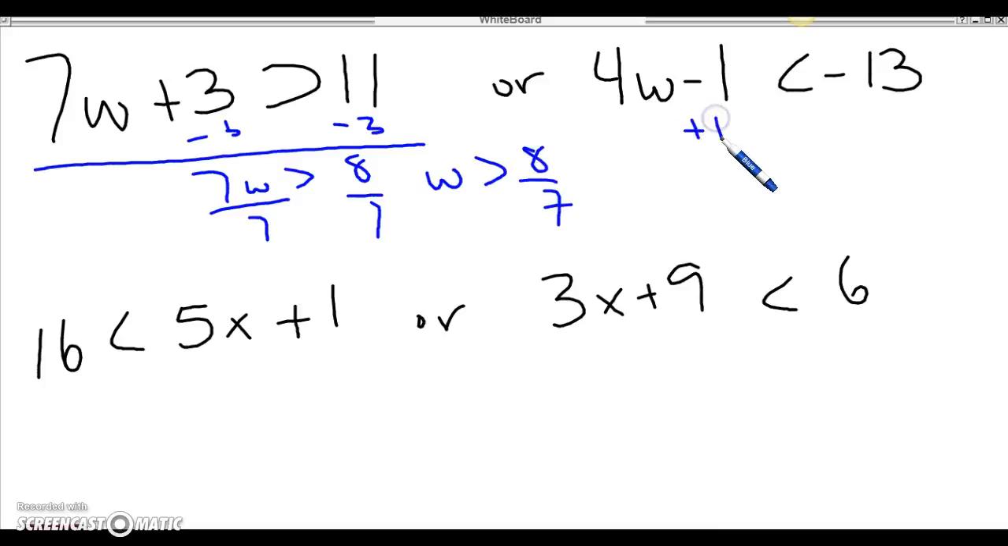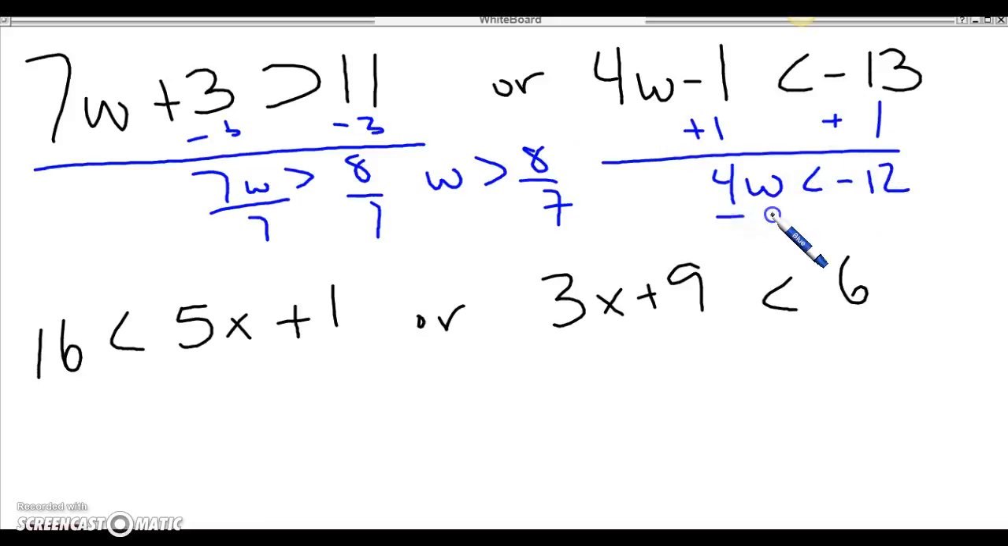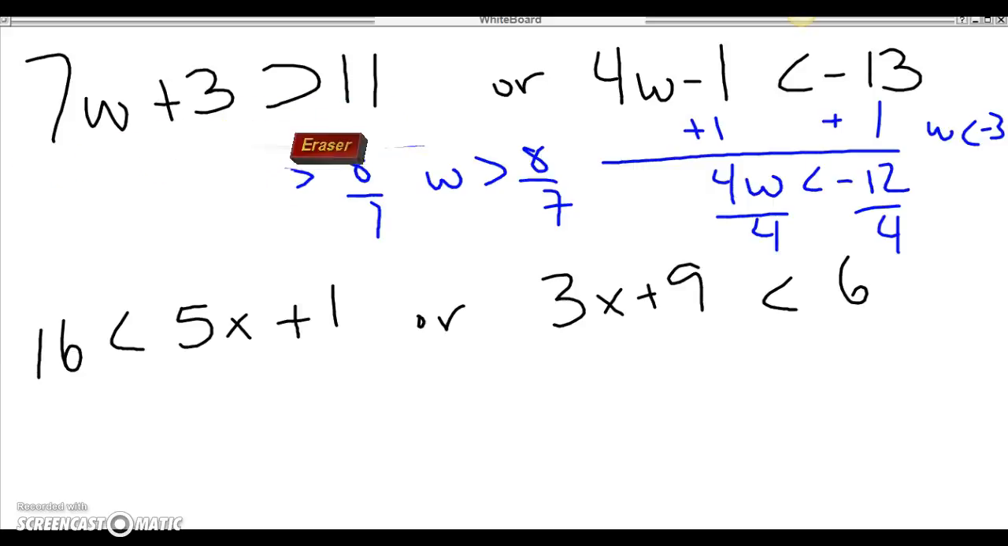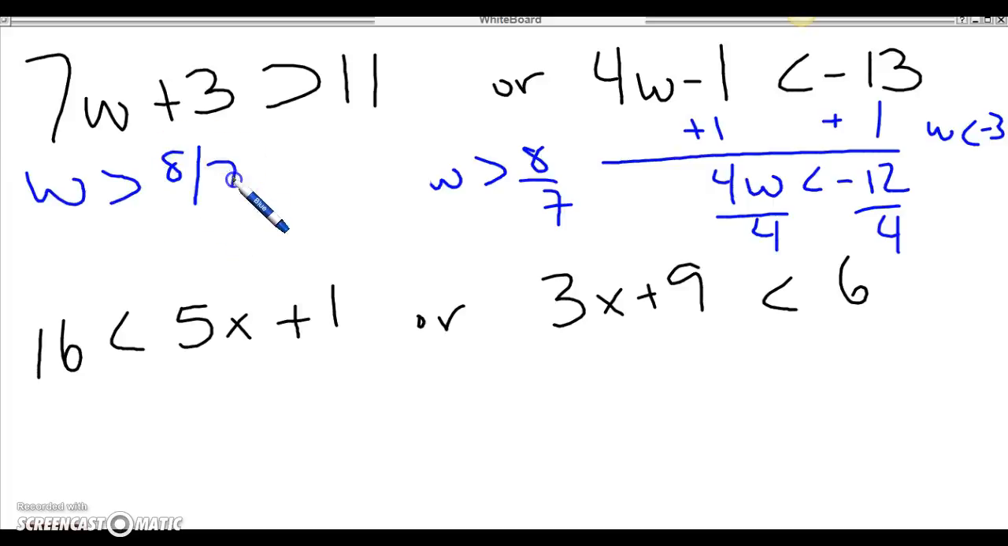For here I'm going to add 1 to both sides, and I get 4w is less than -12. So divide both sides by 4. I get w is less than -3. I'm going to have to erase some of this. So w is greater than 8 over 7, or w is less than -3.